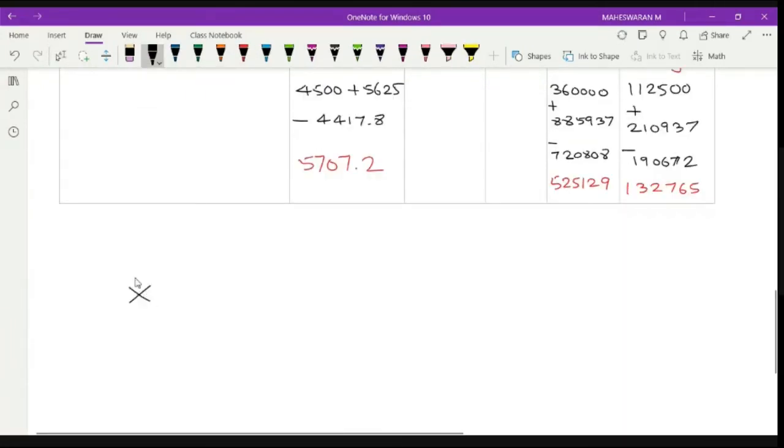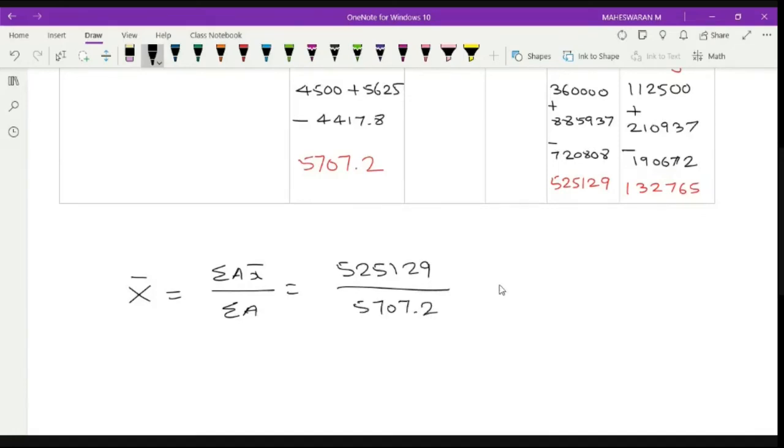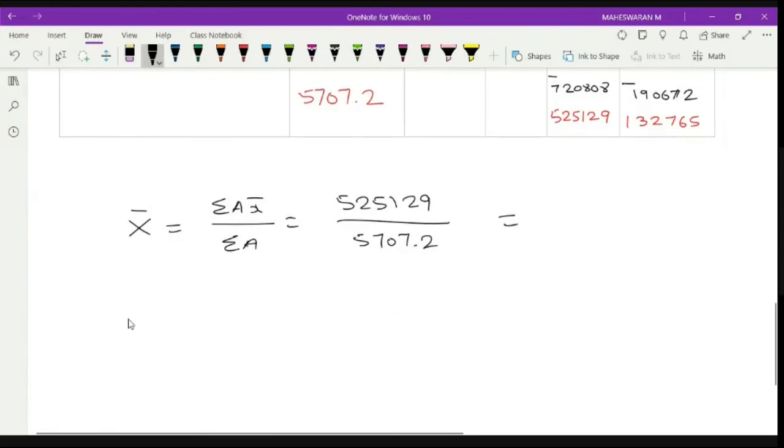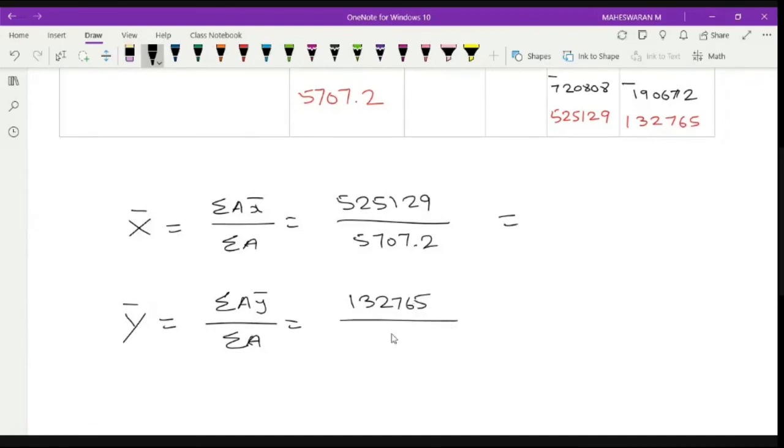Capital X bar is sigma A into small x bar divided by sigma A, which is equal to 525129 divided by 57075. Similarly, capital Y bar is sigma A into small y bar divided by sigma A, which is 132,765 divided by 5,706. So find out the values of capital X bar and capital Y bar. X bar is 92 mm.